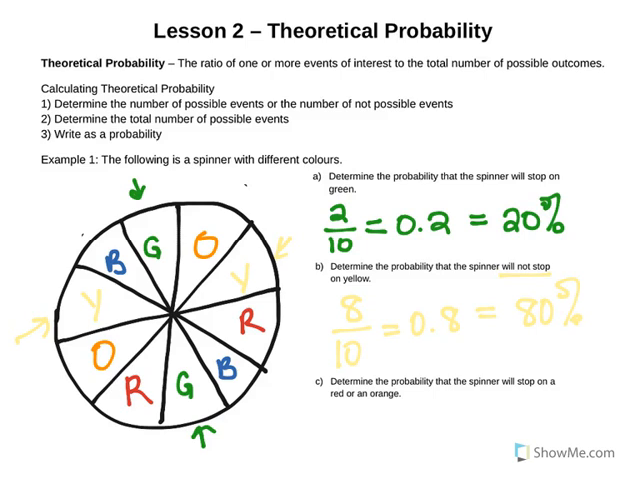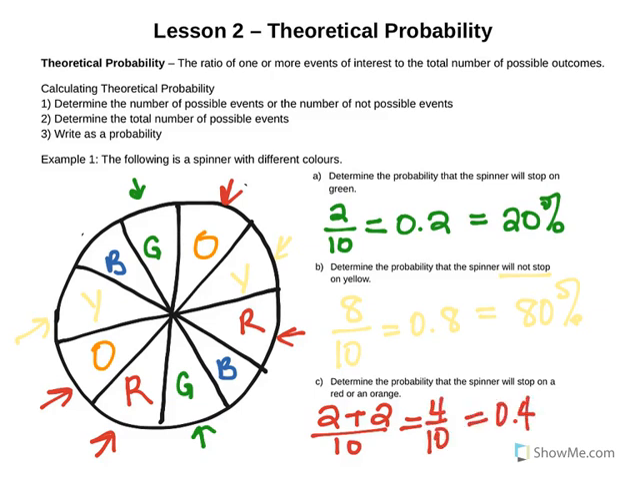The last one is determine the probability that the spinner will stop on a red or an orange. So we have 2 reds and we have 2 oranges. So we have 2 plus 2 out of 10, which is 4 out of 10. Divide those, you would get 0.4. Times it by 100 and you get 40% chance. Again, if I was to spin this spinner 10 times, I might not get red and orange 4 times, but theoretically I should.